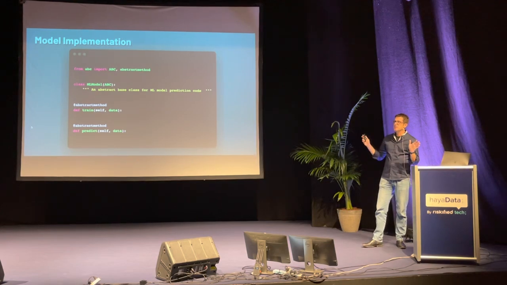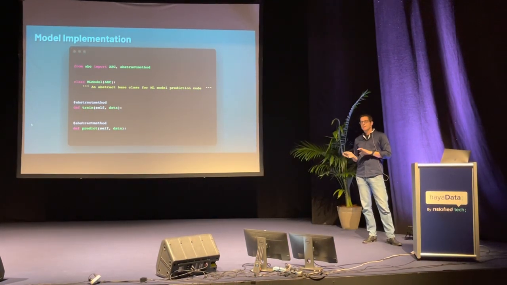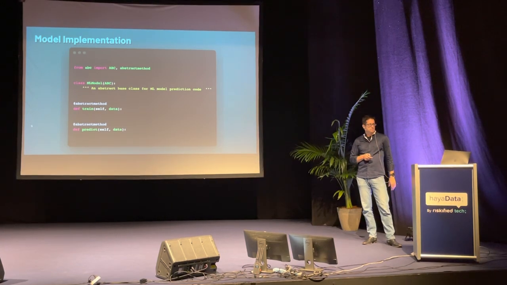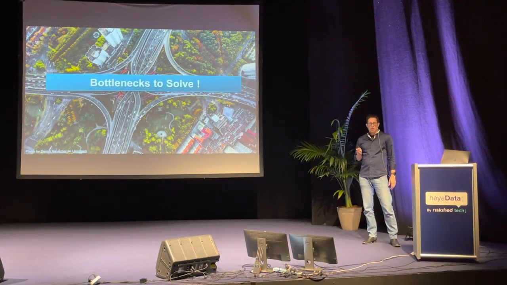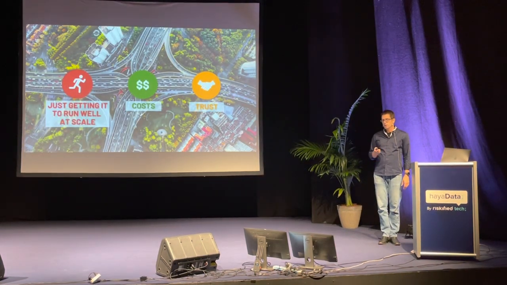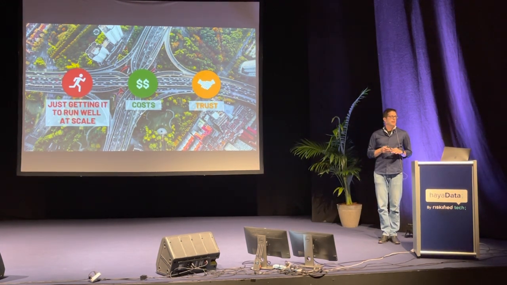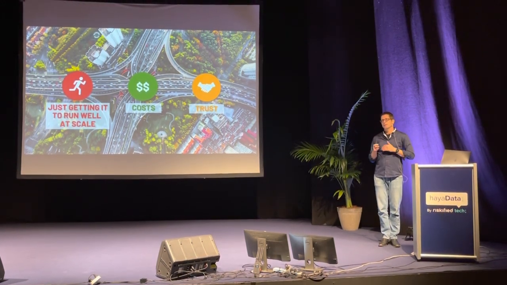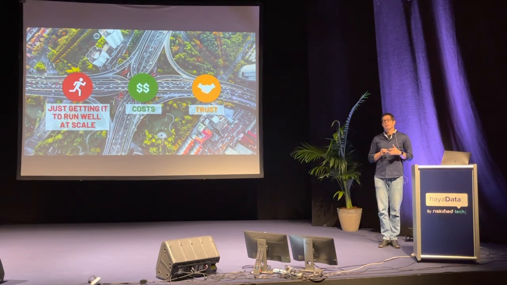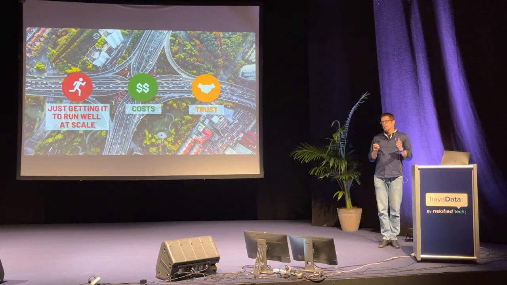All right, so we understand what we are trying to achieve with our anomaly detection system. Let's dive into scale. Let's talk about the bottlenecks we had to solve. So the bottlenecks were the following. One, just getting it to run well with this amount of data was a challenge. We had to get the system really working well. There were challenges on the compute and on the storage side.